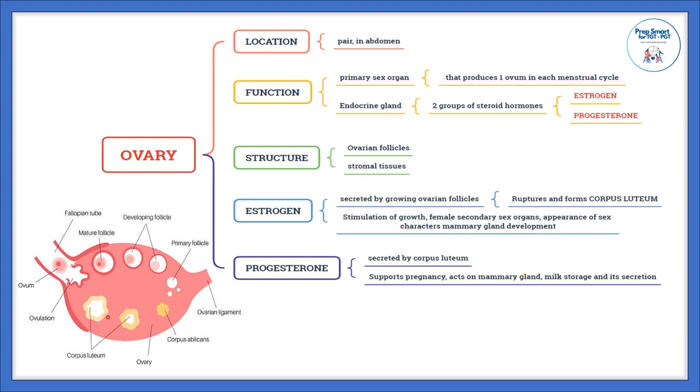Estrogen also stimulates the growth of various organs, appearance of sex characters, mammary gland development, etc. Progesterone is secreted by the corpus luteum, which is basically formed by ovarian follicles. Progesterone acts on mammary glands, milk storage, and its function. Also, it has a role in pregnancy.